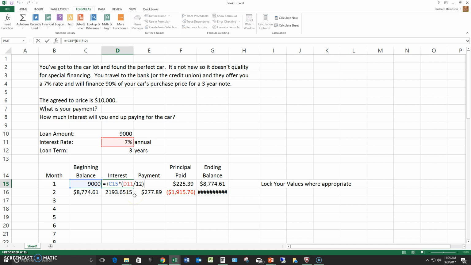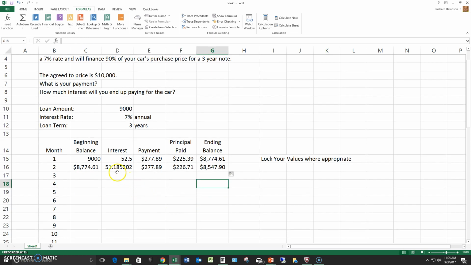We're going to highlight the original formula where I've got the interest rate. I'm going to lock that cell in. And if I try this again, now that I've got the cell locked, right here D11 is now locked, and I drag this down, it should work correctly. It did. And our interest is just a little bit less than what it was the previous month because our principal dropped a little bit.